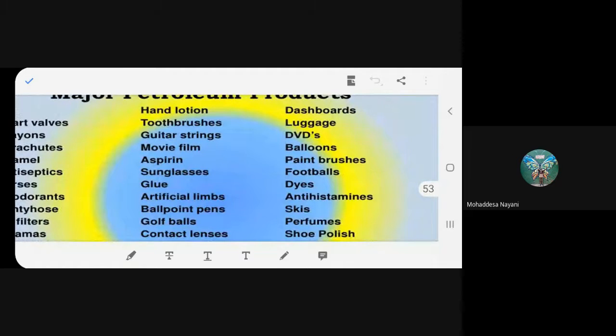Dashboard, lamp. Where do you get a dashboard? In the car. Have you seen the car? The front, near the steering wheel, you get a board that is called dashboard. Is it clear? What else? Luggage, DVDs, balloon, paint brushes, football, dice.